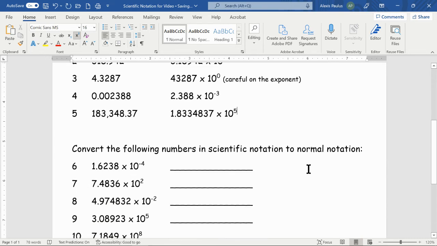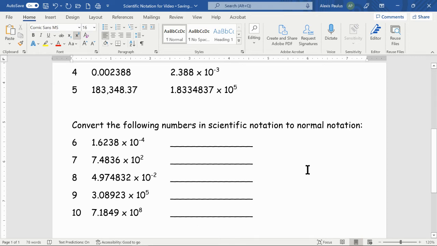All right, on to the reverse. We're going to use the same logic. Negative exponent means the decimal's going to the left. Value of the negative exponent indicates how many spaces to the left. Positive exponent means the decimal's going to the right. Value of the positive exponent indicates how many spaces to the right. So I'd like to do the exact same thing.